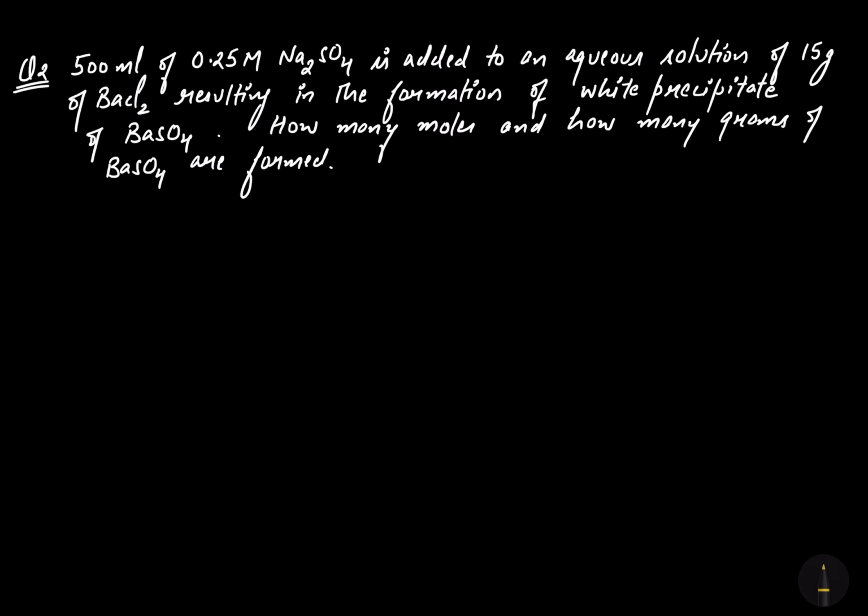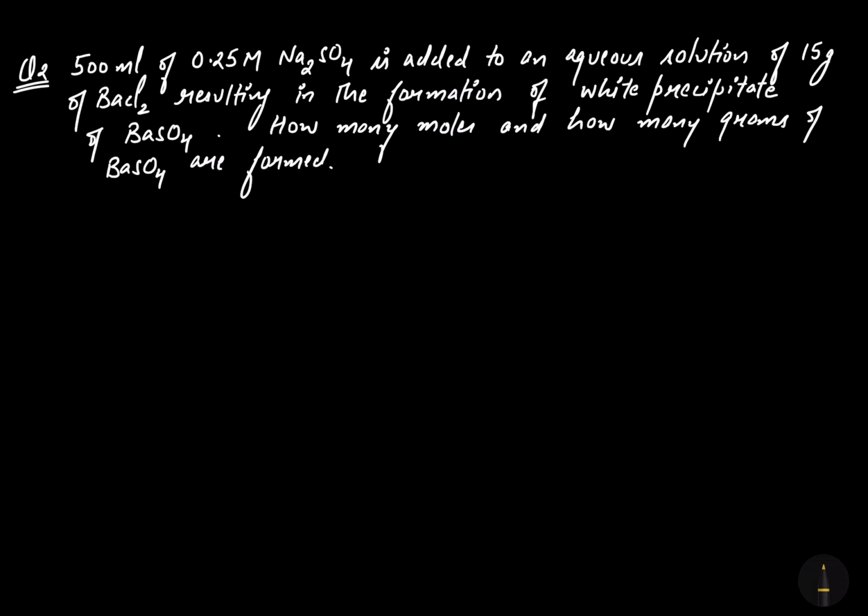In the next numerical, he is saying 500 ml of 0.25 molar Na2SO4 is added to an aqueous solution of 15 grams of barium chloride, resulting in the formation of white precipitate of barium sulfate. How many moles and how many grams of barium sulfate are formed? That means I have to evaluate the quantity of product. Whenever you have to evaluate the quantity of product in a chemical reaction, you firstly always have to calculate the limiting reactant. So the quantity of limiting reactant consumed will give you the exact quantity of product that will be formed.